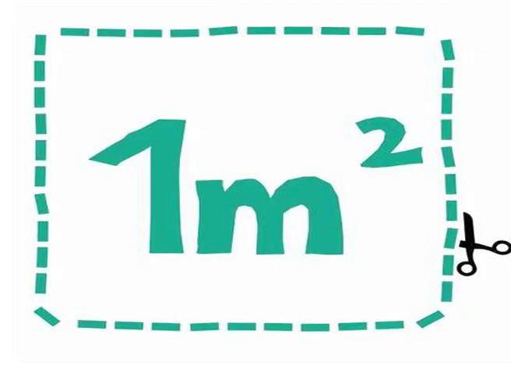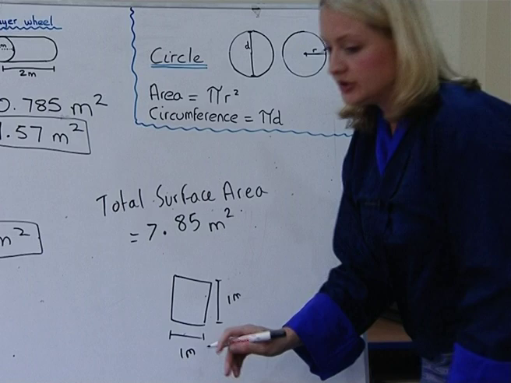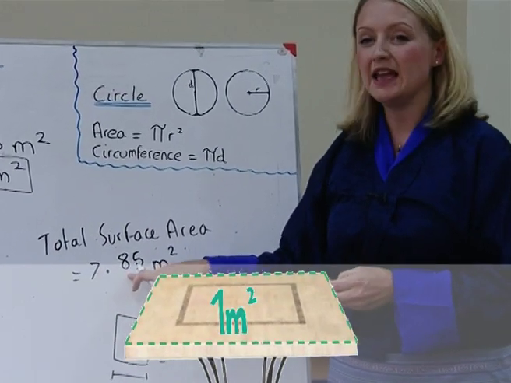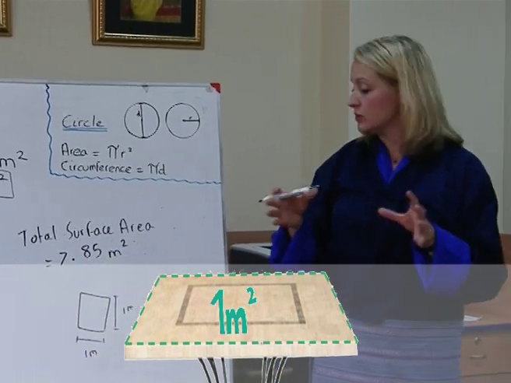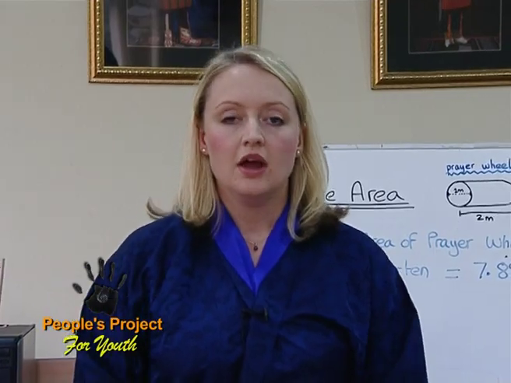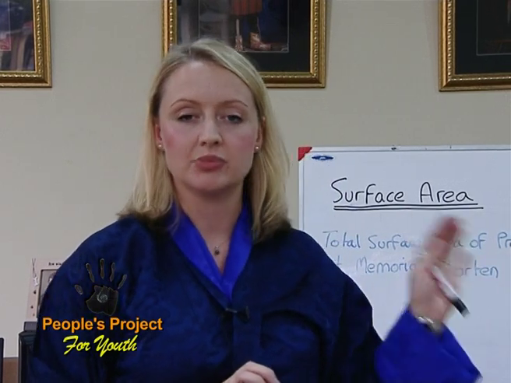So, as we imagined earlier, if you can imagine a sheet of metal in front of you that is 1 metre by 1 metre, you would need 7, nearly 8 of those square metres to make the prayer wheels. Okay, so let's try and put that into context a little bit, because 7.85 metres squared is quite a lot of metal required to make those prayer wheels.